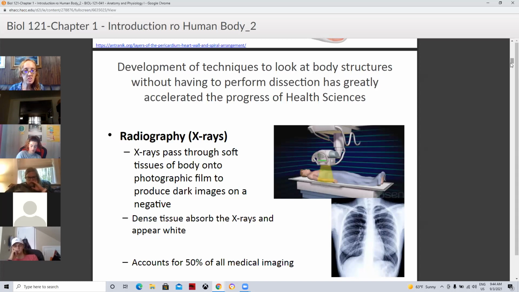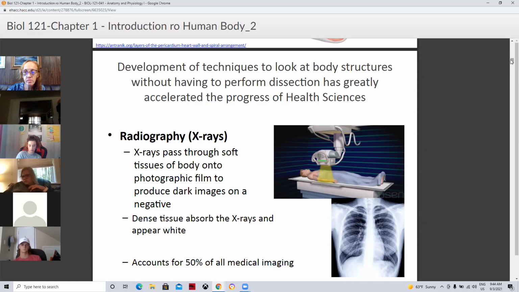So there's a series of techniques that we as humans have developed to look at body structures without having to perform dissections. And this has greatly accelerated the health sciences. The first technique that we're going to look at is X-rays.